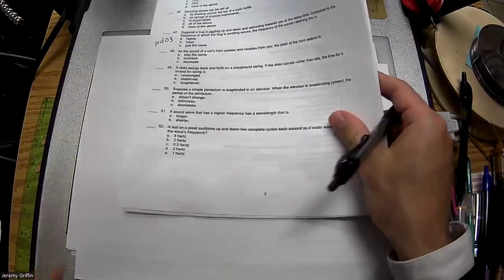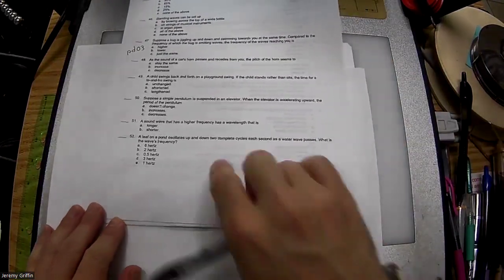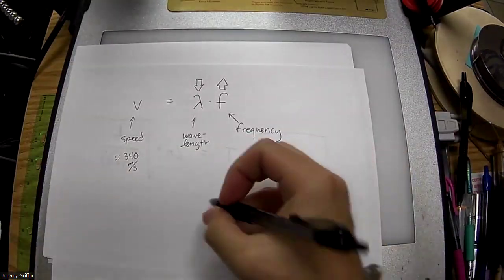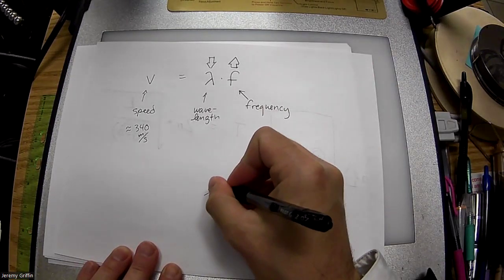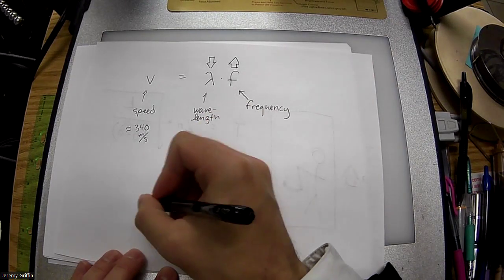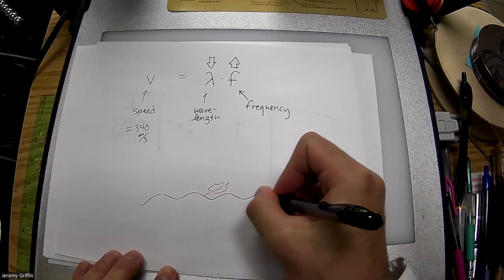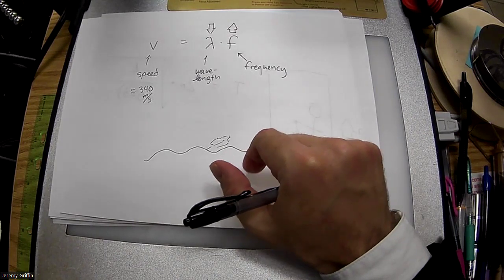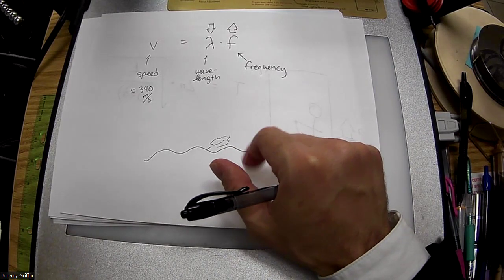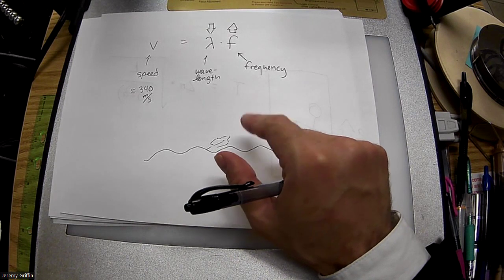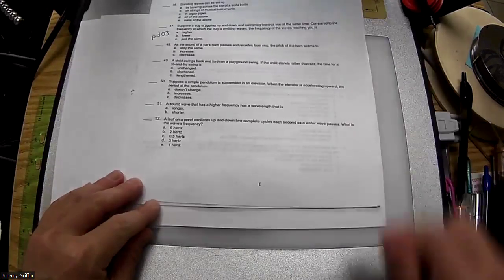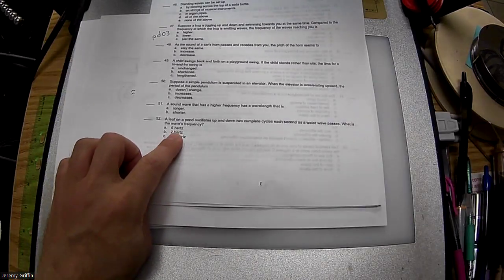A leaf on a pond oscillates up and down 2 cycles each second that the wave passes. Okay, let's do a leaf on a pond. So here's a leaf. Maybe it's like blip, blip, blip, blip, blip. Here's a wave passing by. What if it was 2 cycles per second? That's like blip, blip, blip, blip, blip, blip, blip, blip. That's pretty close to 2 cycles per second. Guys, what's the frequency? Is it 2 hertz? Yep, 2 hertz.